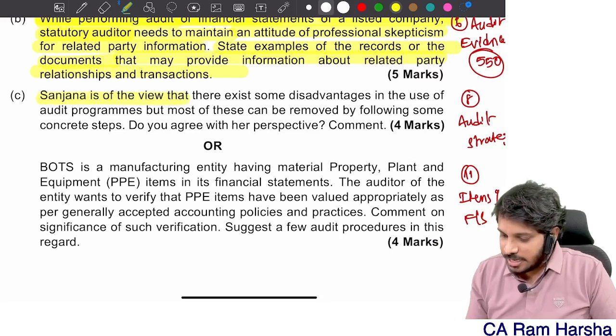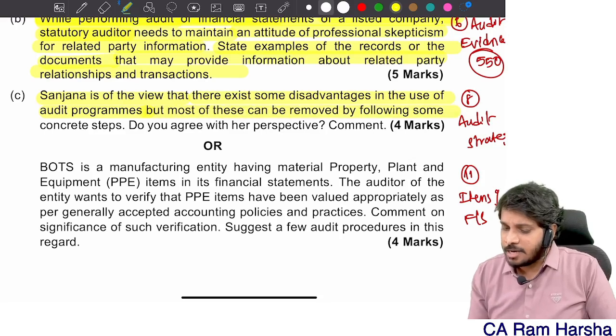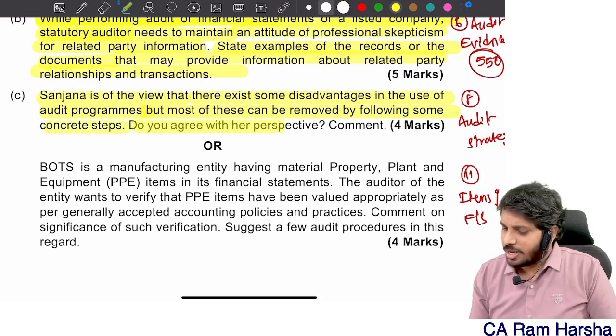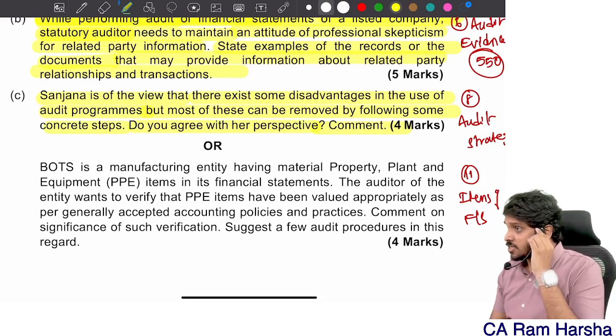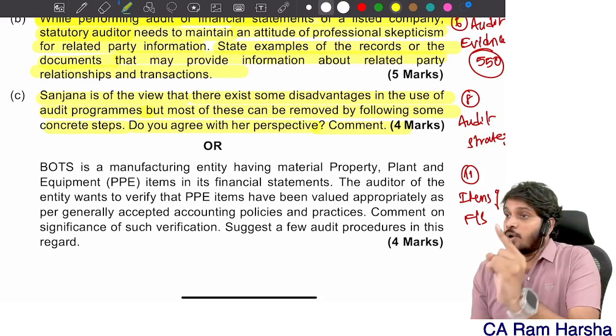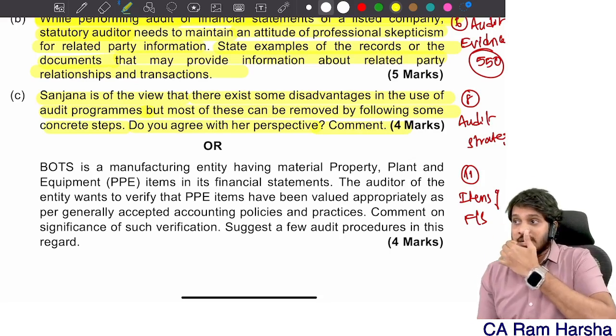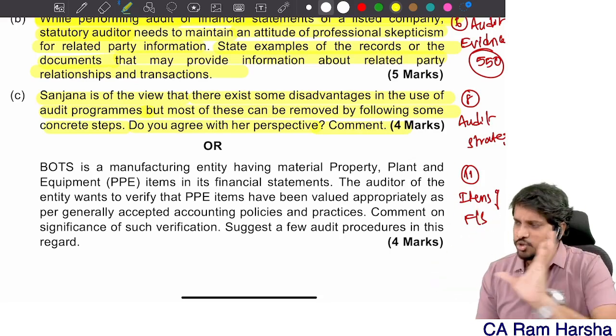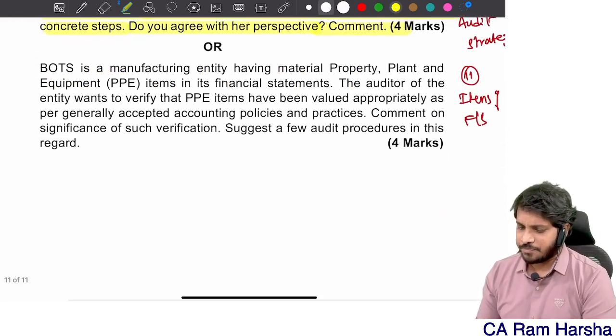Sanjana is of the view that there exist some disadvantages in the use of program, but most of these can be removed by following some steps. Do you agree with her perspective? Comment. Yes. Precautions were there. Audit program question: disadvantages, and how to overcome these disadvantages? Precautions is there. You need to just observe that. It is a straight question, right answer.